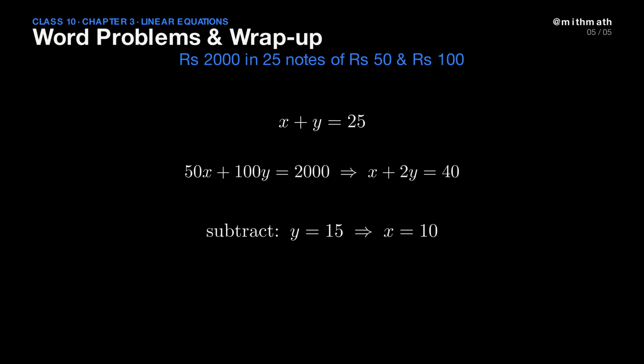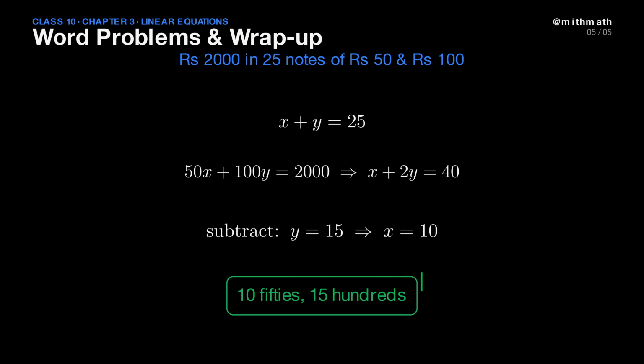Subtract the first from the second, y equals 15. Then x equals 10. So Meena got 10 50 rupee notes and 15 100 rupee notes. 10 plus 15 is 25, and 500 plus 1,500 is 2,000.